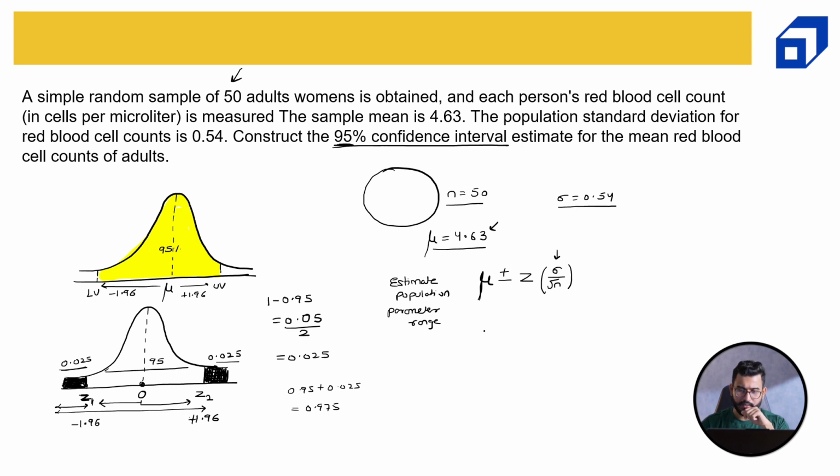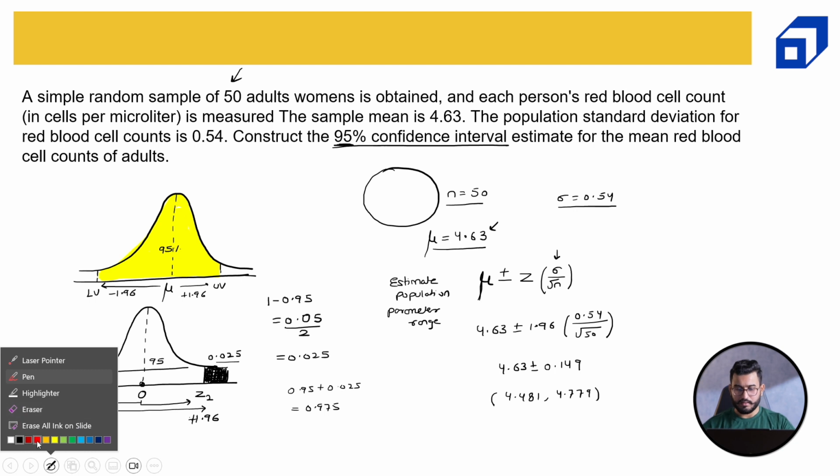So mean is 4.63 plus minus 1.96, standard deviation is 0.54 divided by root 50. If I solve this, 4.63 plus minus 0.149, and the range would be 4.481, 4.779. What is the meaning of this?